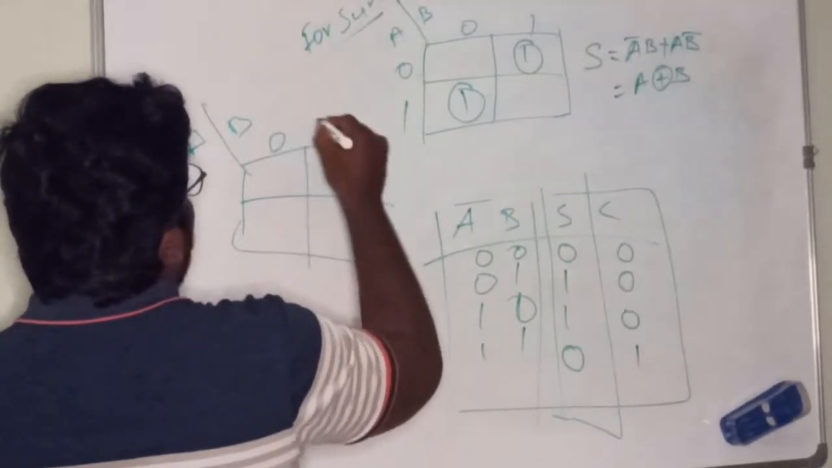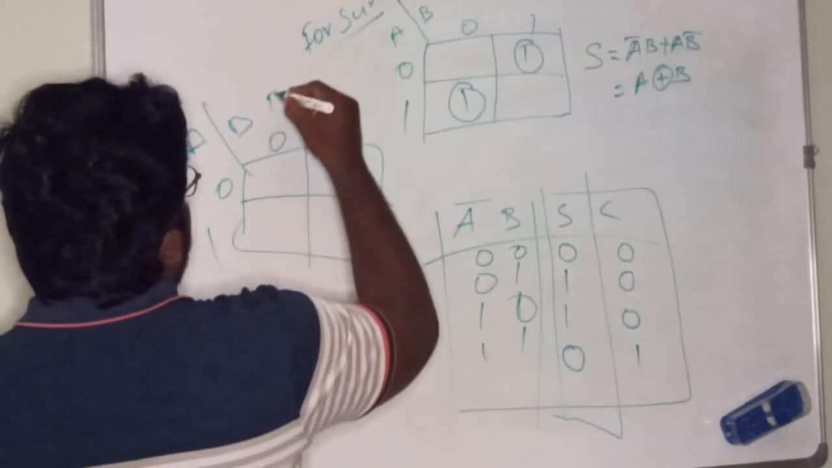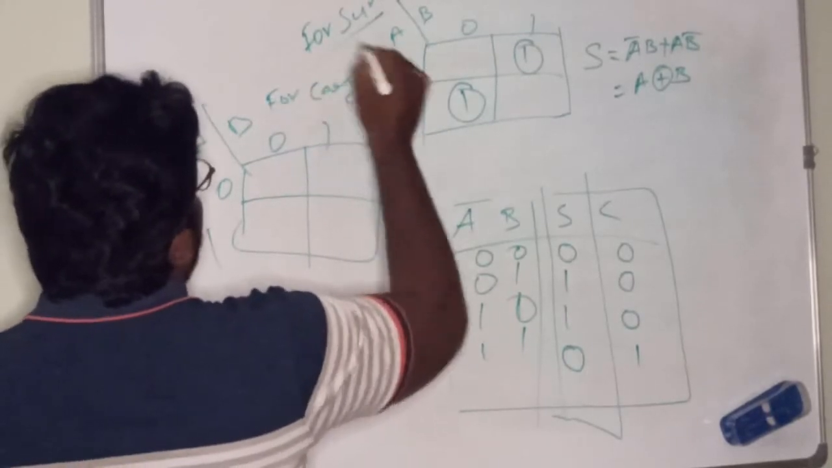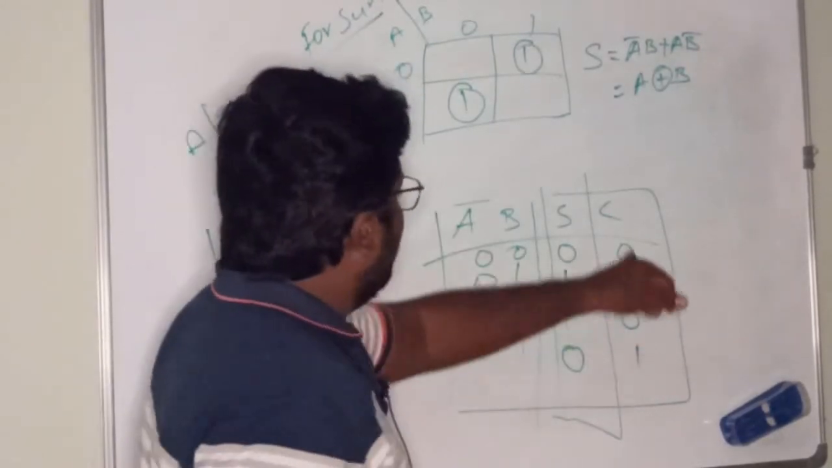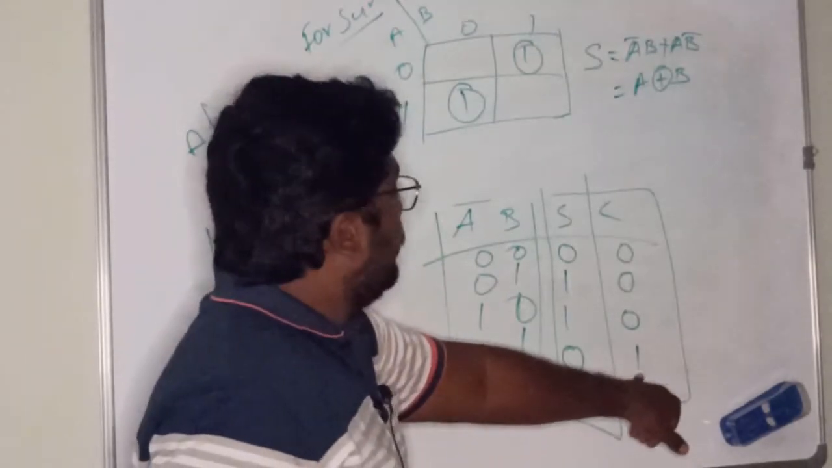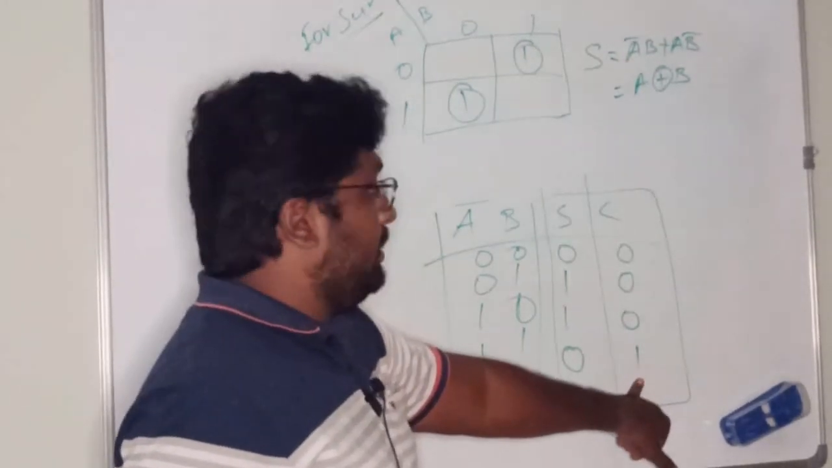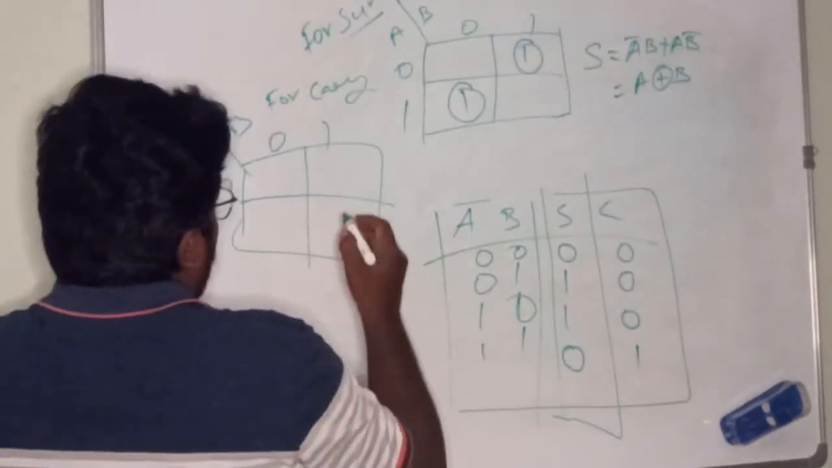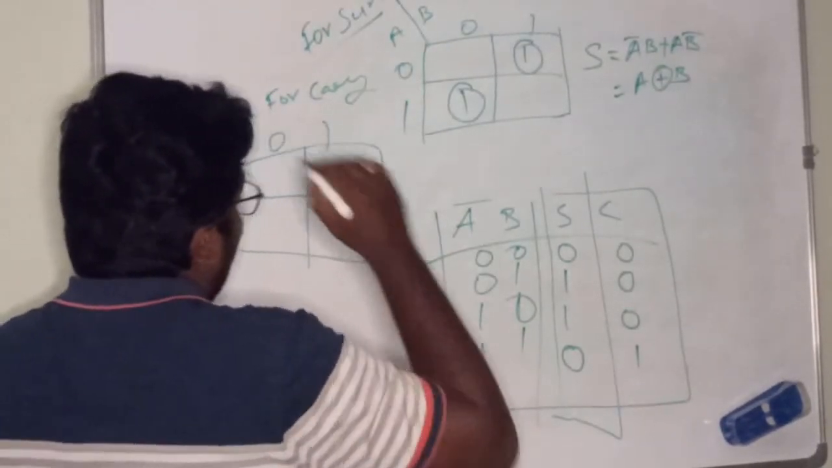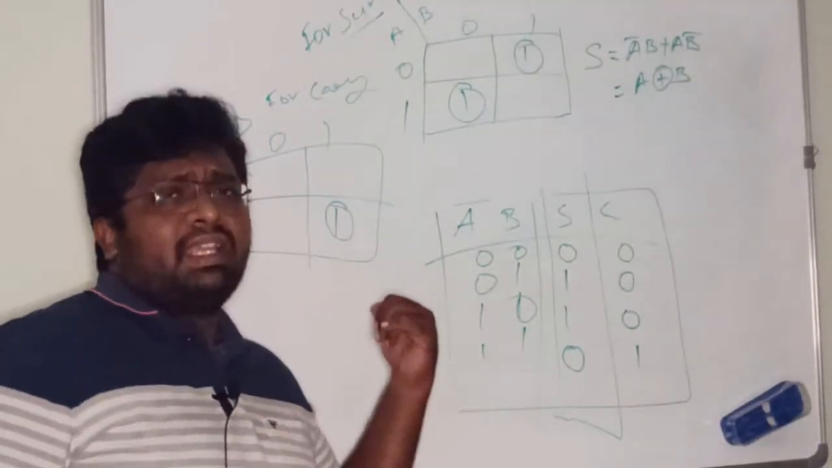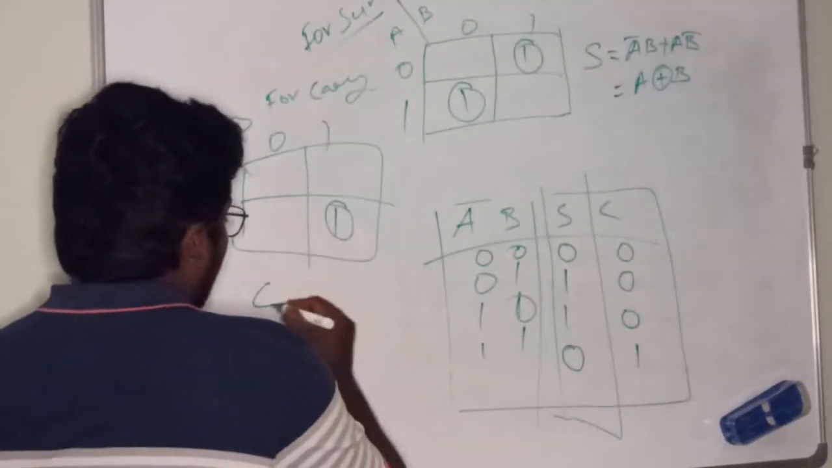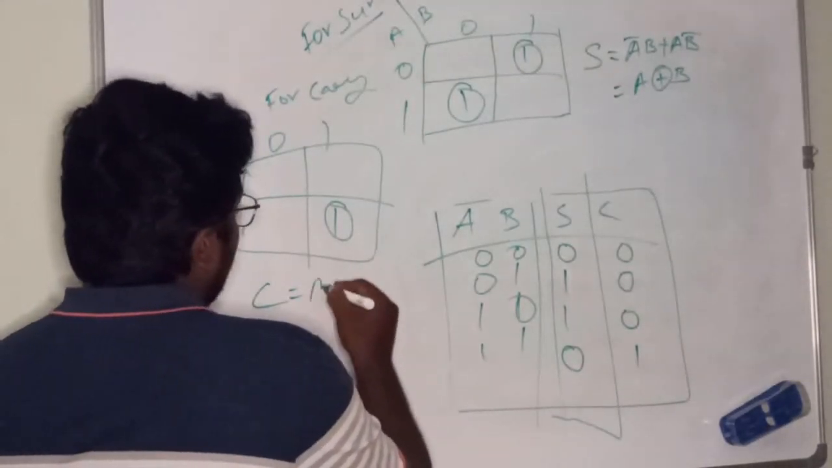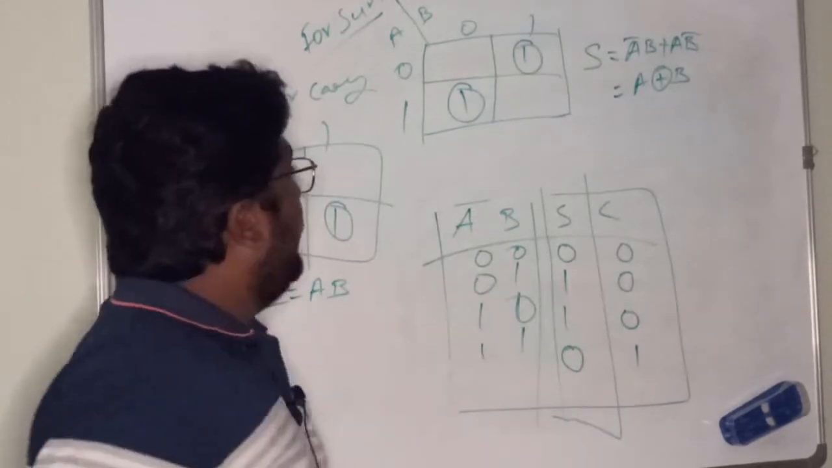A B 0 1 0 1, and this is for carry, right? So here when the inputs A and B are ones only, C will become 1. So this is the only minterm that is present in this K-map. So C can be written as C is equal to A B.